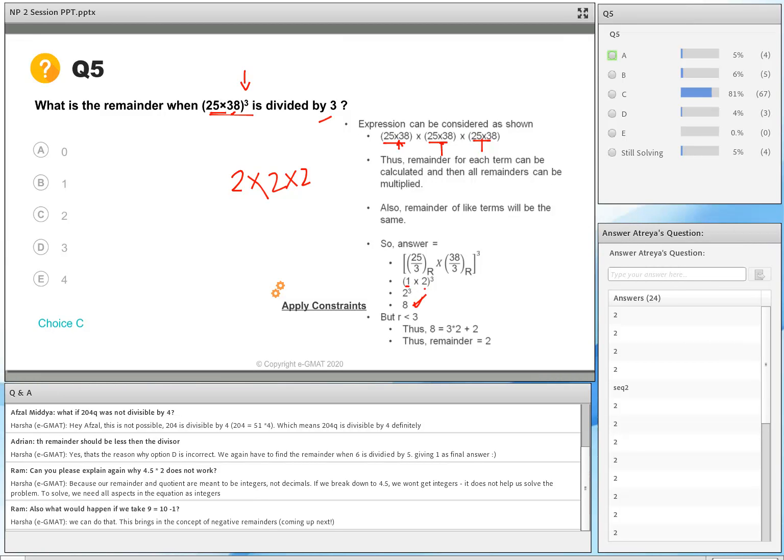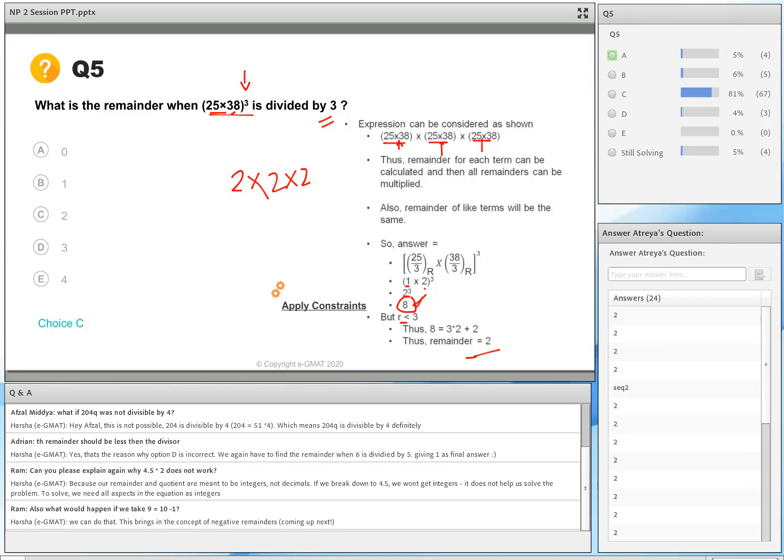But if the divisor is 3, can 8 be the answer? No, right? My remainder always needs to be less than the divisor. So it always needs to be less than 3. So then I divide 8 again by 3 to find out the final answer. And I end up getting 2 as my final answer. I hope this is clear to all of you. Again, very, very interesting questions. And I hope that you're learning a lot.